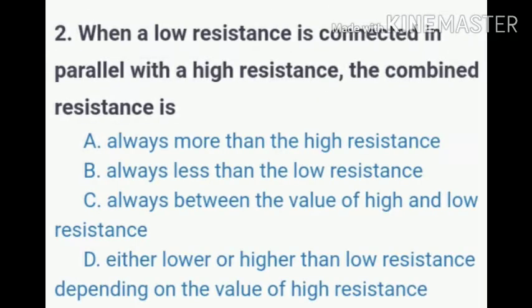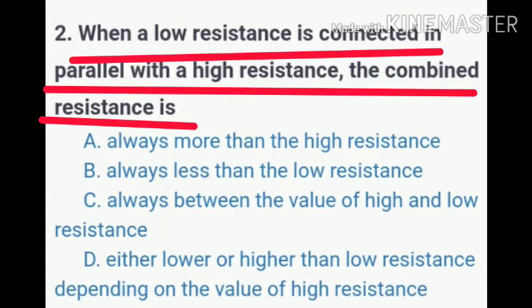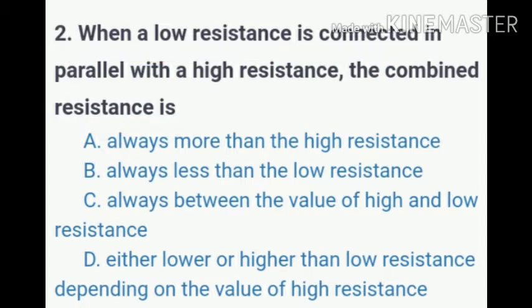So the next question of this series is, when a low resistance is connected in parallel with a high resistance, the combined resistance is: option A, always more than the high resistance; always less than the low resistance; always between the value of the high and low resistance; either lower or higher than the low resistance depending on the value of the high resistance. We know that for a parallel circuit connection, the equivalent resistance is low as compared to the low resistance of this series. So we get that the equivalent resistance of the circuit is always less than the low resistance of the circuit. So here option B is the answer.